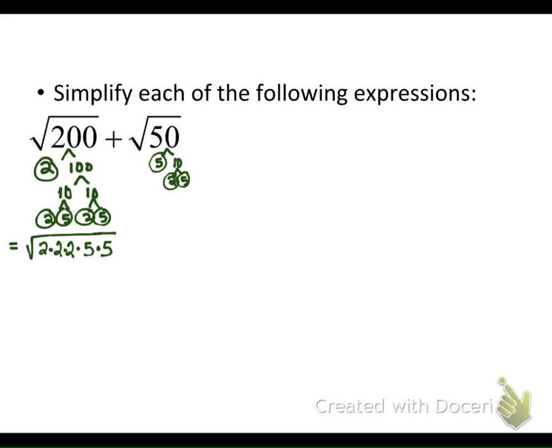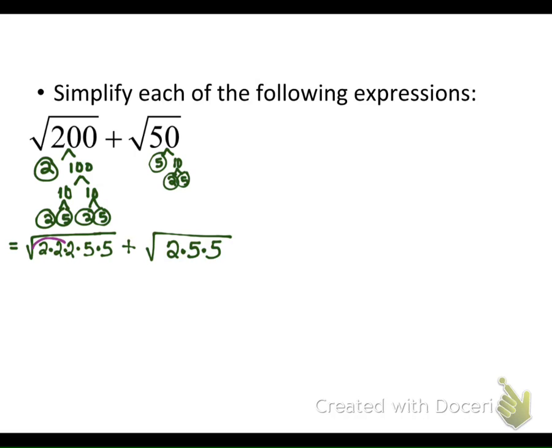Then from here, I look at my operation sign, which is addition. So I go ahead and bring that operation sign. And then I put in my next square root sign for the square root of 50. What are the numbers that I put under for the square root of 50? One 2 and 2 5s. Good.